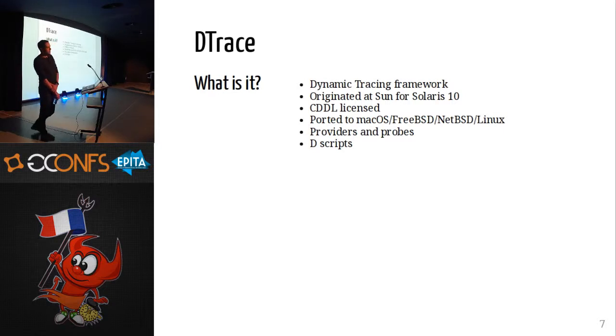And DTrace is CDDL licensed, which may not be an issue for certain systems. However, it's a clear blocker for OpenBSD. So that's the main reason why we cannot simply take the original source code of DTrace and of the tools around it, such as the CTF tools. So we cannot import those because of licensing issues.